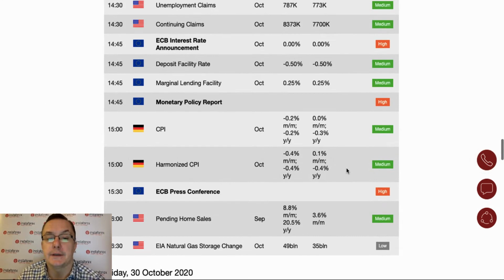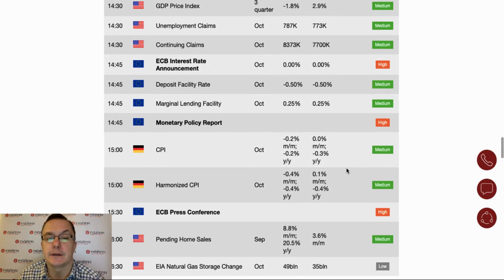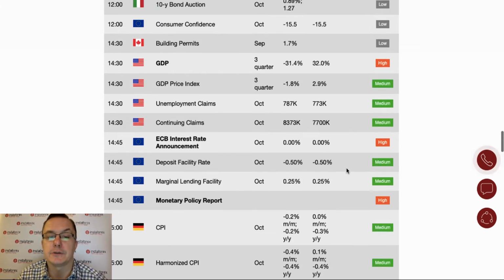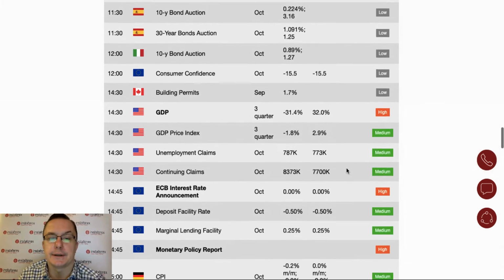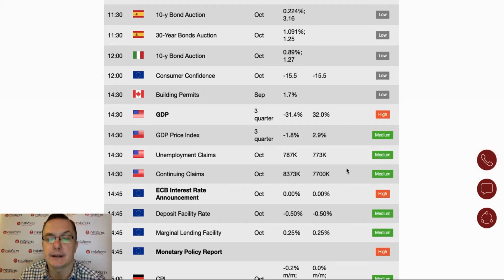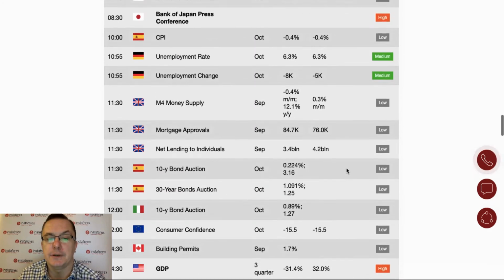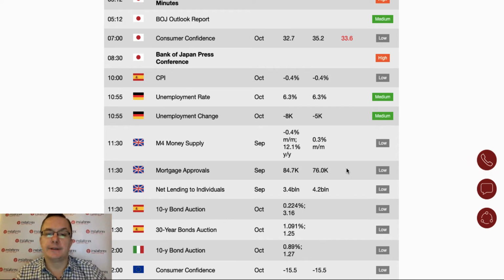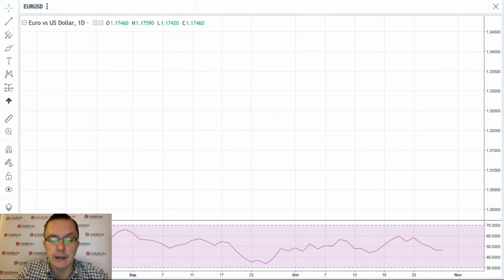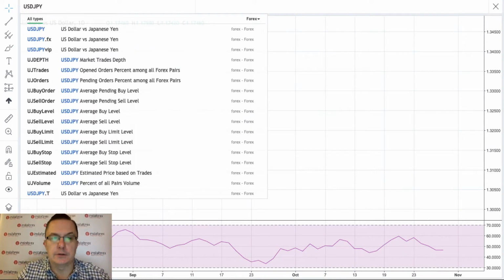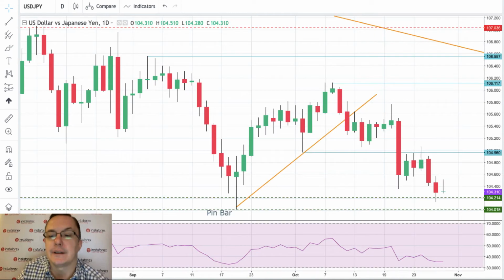So I think that we should take a look at the dollar to yen. We should take a look at the euro dollar, because there will be some important data, like a rate decision and GDP from the United States to be released, and of course data from Germany. So I think we should take a look at the euro dollar and at the dollar to Japanese yen. So let's just take a look at the dollar to Japanese yen first.